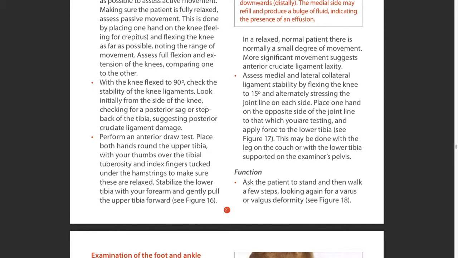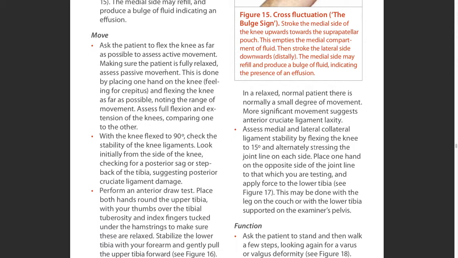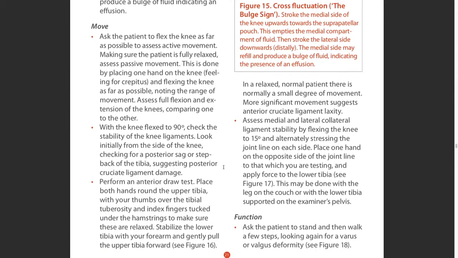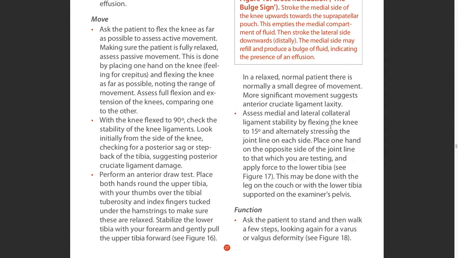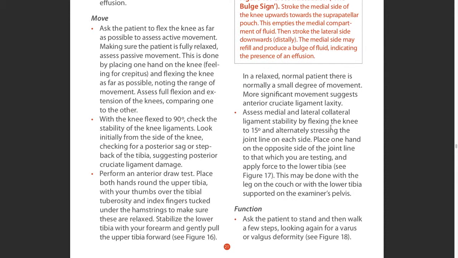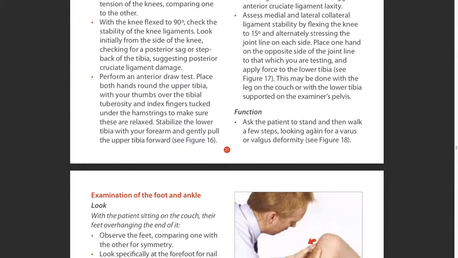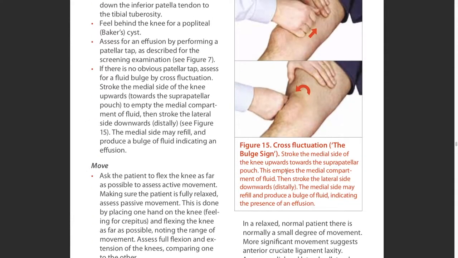Next, you assess the medial and lateral collateral ligament. So, first, flexion and extension of the knee, active and passive, and then look for posterior sag and do anterior draw, and you can add in posterior draw. Assess medial and lateral collateral ligament. Easy. Move the knee, flex to 90, look, pull in front, push back, and pull from side to side with the knee flexed to 15 degrees. Okay. Function, we have done. So I guess that's all.